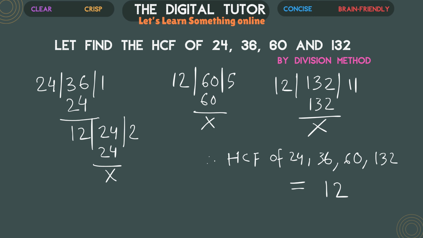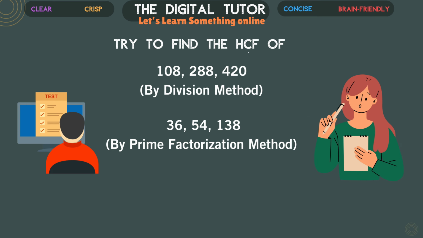So now we'll find out the HCF of the same numbers by division method. First we divide 36 by 24. So 24 goes 1 time and leaves a remainder of 12. Now we'll divide 24 by 12. So 12 twos are 24. There is no remainder. So next we'll divide 60 by 12. So 12 fives are 60. There is no remainder. So now we'll divide the next number, that is 132, by 12. So 12 elevens are 132 and there is no remainder. So the HCF of 24, 36, 60 and 132 is 12.